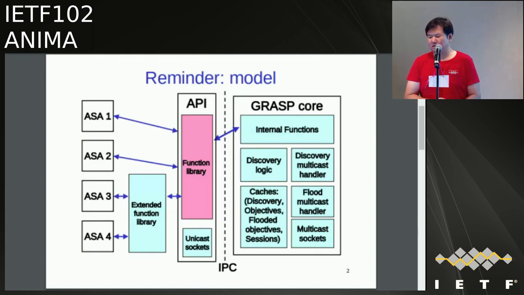This is a reminder of what the API is about. Because the Grasp stack is located in the kernel space, in order to let the user space ISAs share the same functions, we need an API between them. There are some standard functions already defined in Grasp, for example discovery, flood, negotiation, synchronization, etc. In the future, we might also have some additional functions, so we can also add these functions to be called by the ISAs, as the picture shows in the extended function library.